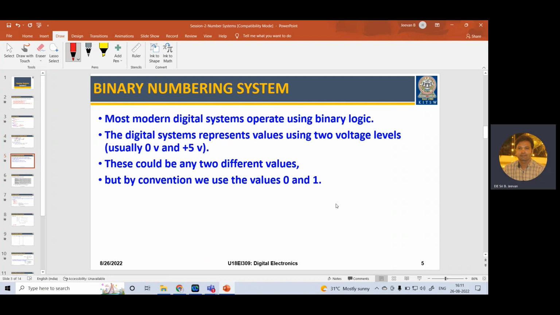And what is the binary number system? Most digital systems use binary logic, where there are only two values, logic 0 and logic 1. In some systems, 0 indicates 0 volts and plus 5 volts is indicated with logic 1. This is applicable when you are designing a circuit. As of now this is not required, but remember that in some circuits there are only two voltages: 5 volts indicates logic 1 and 0 volts indicates logic 0.